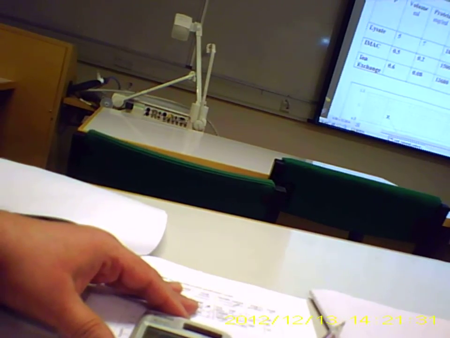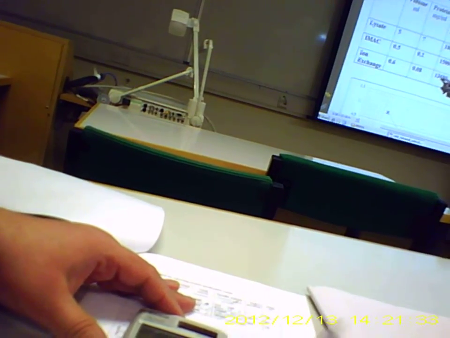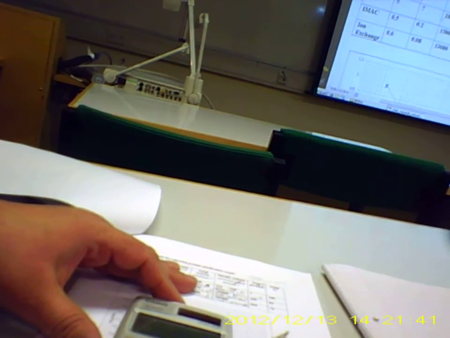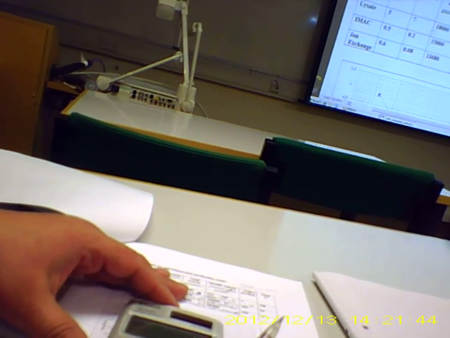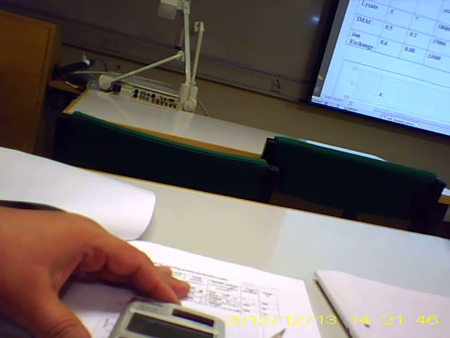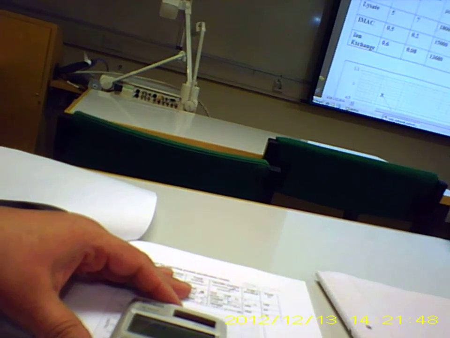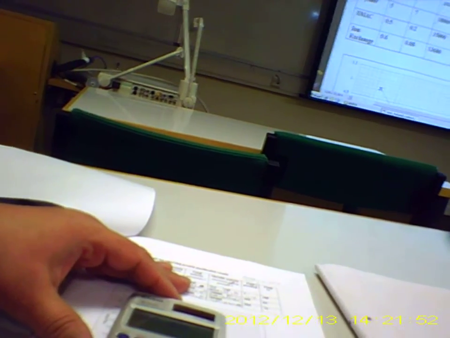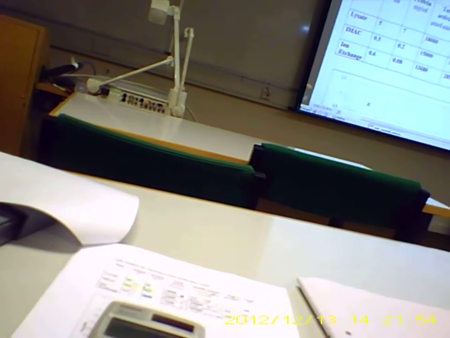And then we do the same for the final step: divide this by this and multiply by 100, and we get 76%. So 76% of the enzyme remains in our final sample in terms of activity.